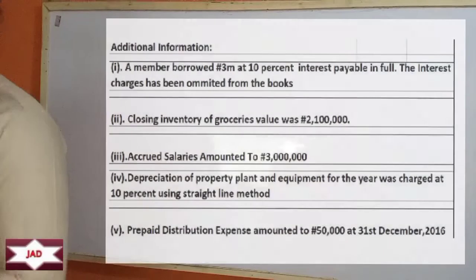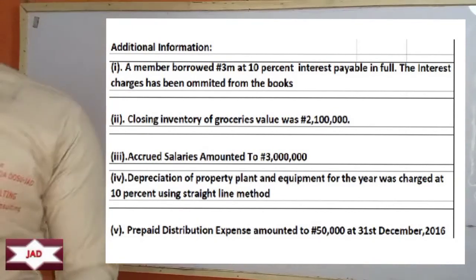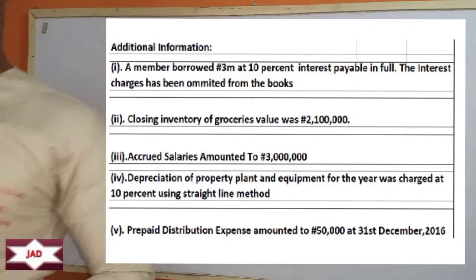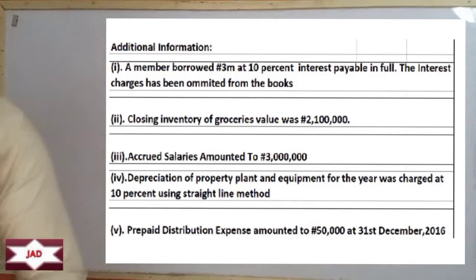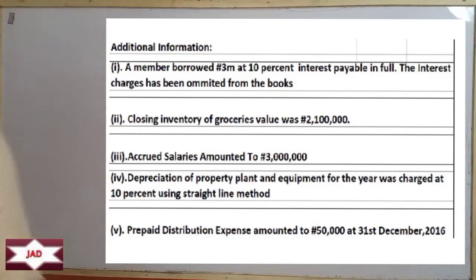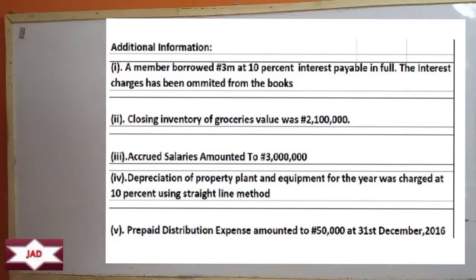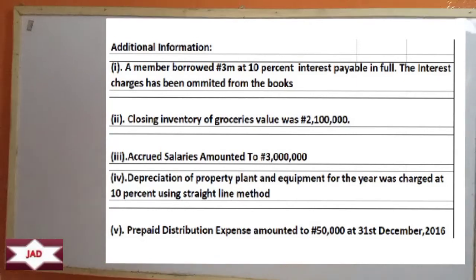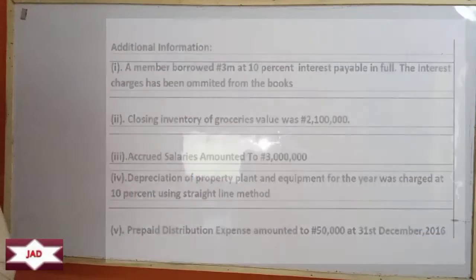Then they say additional information: 1. A member borrowed 3 million at 10% interest payable in full. The interest charge has been omitted from the books. 2. Closing inventory of groceries value was 2,100,000. 3. Accrued salaries amounted to 3 million. 4. Depreciation of property, plant and equipment for the year was charged at 10% using the straight line method. 5. Prepaid distribution expenses amounted to 50,000 naira at 31st January 2016. So that's the question. Then we have to prepare the income statement for the cooperative.